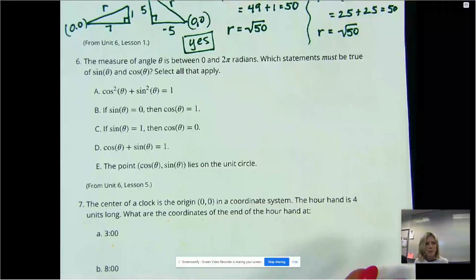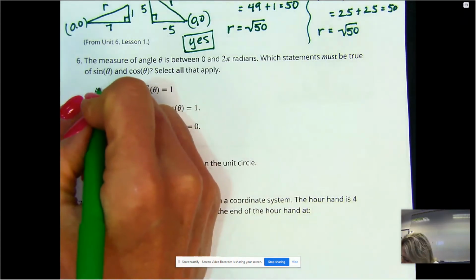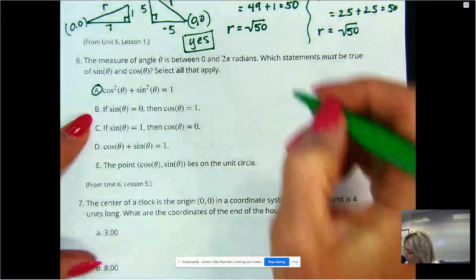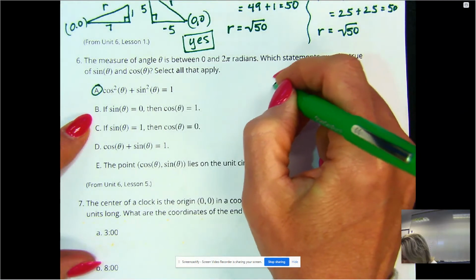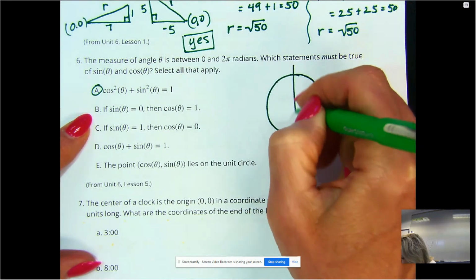Number 6, for an angle that measures between 0 and 2 pi radians, which statements must be true of the sine of theta and the cosine of theta? Select all that apply. So A must be true. That's actually the Pythagorean identity. B, if the sine of theta is 0, then the cosine of theta is 1. So I'm going to go ahead and just draw a unit circle.